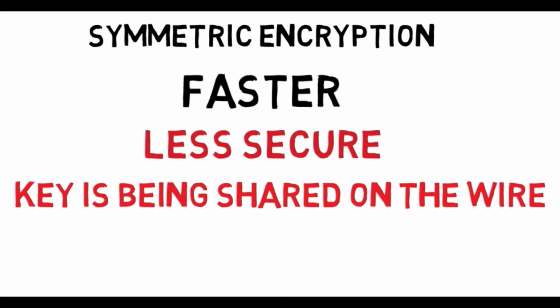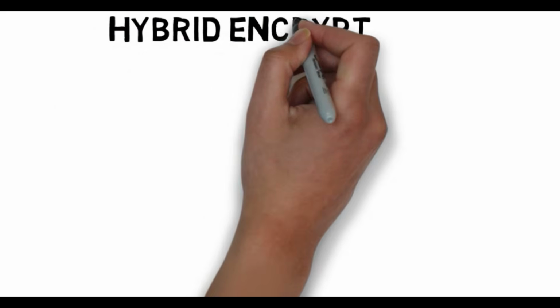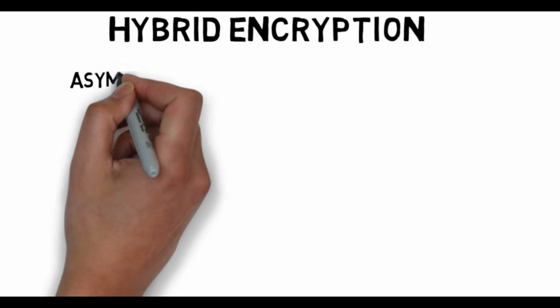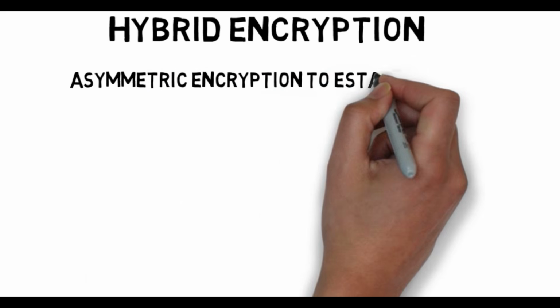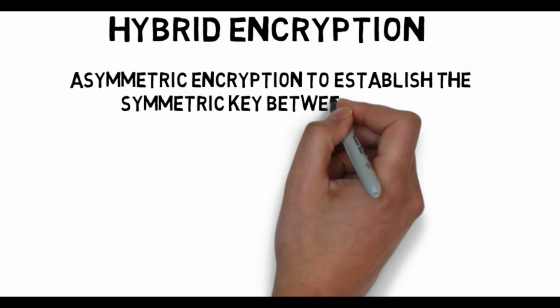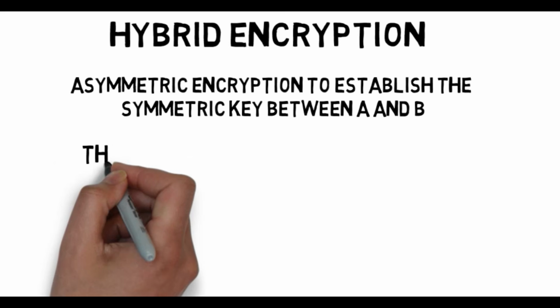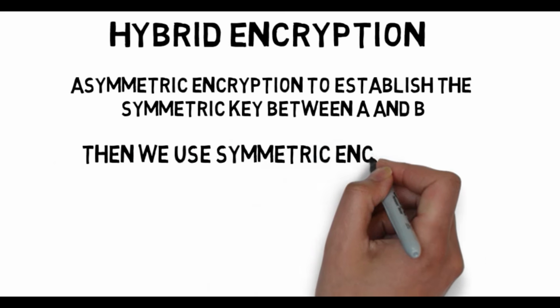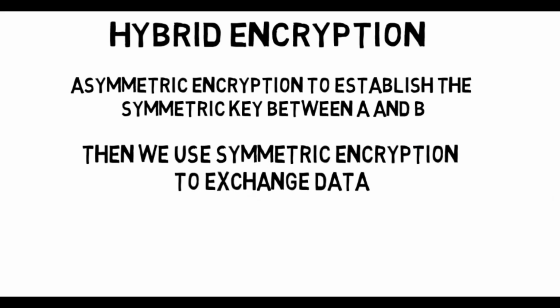To fix this problem, we have what is called hybrid encryption, which means we use both encryption methods. We use asymmetric encryption to establish the symmetric key between A and B, then we use symmetric encryption to exchange the data. So now, even though we have chosen symmetric encryption to encrypt the data, the key can't be intercepted by an entity in the middle since asymmetric encryption was used to exchange it.